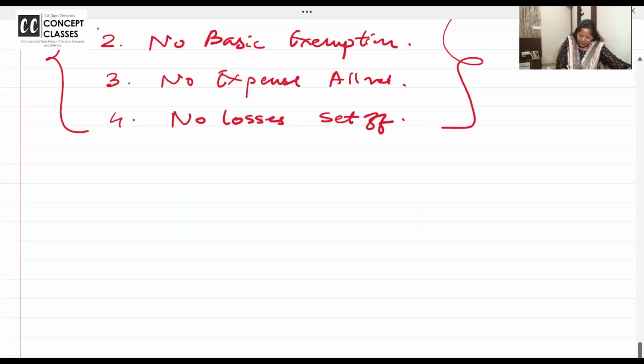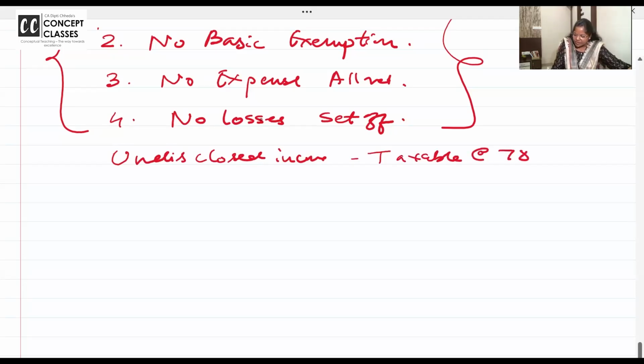No doubt? No doubt. Now we go to undisclosed income, illegal income. मतलब एक MCQ तो आपको दिखेगा ही दिखेगा एग्जाम में. Undisclosed income, whenever it is caught, it is taxable at the rate of 78%.